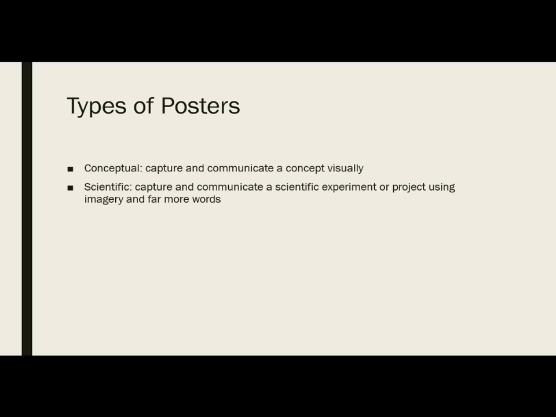There are two basic types of posters that you are likely to need to create in an academic setting. The first is a conceptual poster. It captures and communicates some concept visually to make it more accessible to those you're trying to communicate that concept to. The second is the scientific poster. In that, you're trying to capture and communicate a whole scientific experiment or project using, yes, still some imagery, but far more words than you typically use on a conceptual poster.